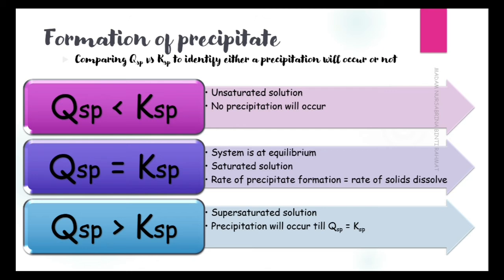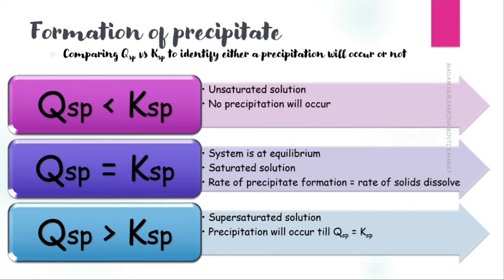If it's less than KSP, that means we have an unsaturated solution, so no precipitation can occur. But if QSP is equal to KSP, the system is at equilibrium, so it has a saturated solution, with the rate of precipitate formation equal to the rate of the solid being dissolved. And if QSP is greater than KSP, we have a supersaturated solution, which definitely means precipitate will form until QSP equals KSP.